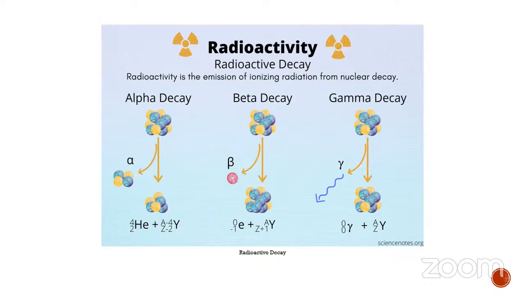So we have three types of radioactive decay. First is the alpha decay, where an alpha particle is released from the radioactive atom, and a daughter nucleus is also released. For a beta decay, a beta particle is released and produced, and at the same time a daughter nucleus is also released from the radioactive atom. And for the gamma decay, it doesn't release any kind of particle, it releases rays. In a gamma decay, gamma rays are released, and at the same time, a daughter nucleus is also released.